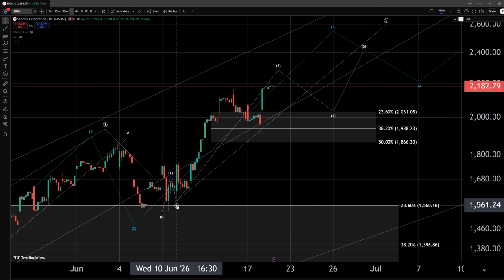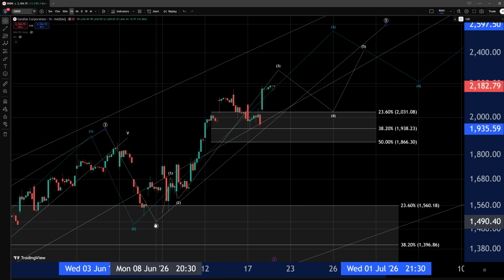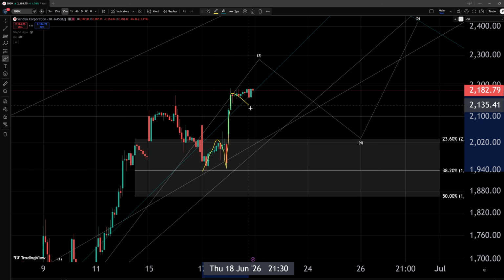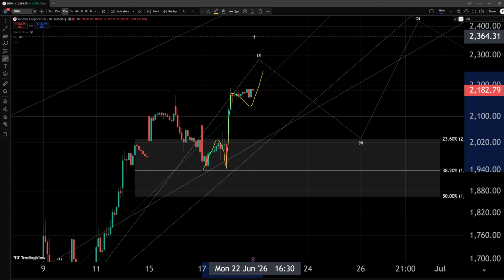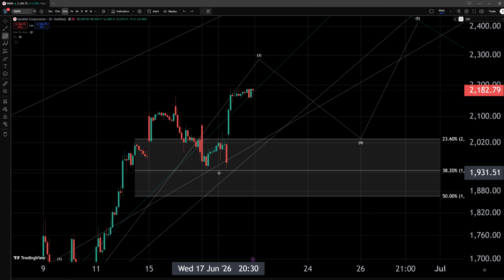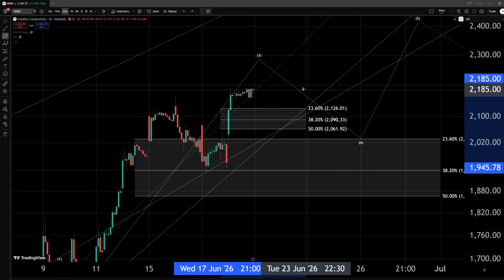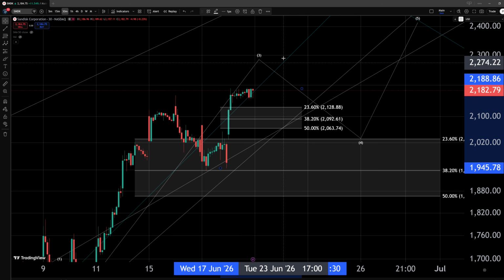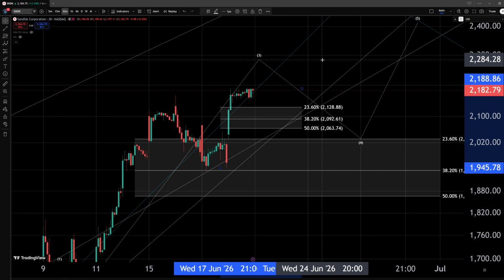Now, before we end the video here, let's actually have a quick look at the internal structure. And primarily, within this move up, I could consider this to have been a 1, 2, 3, 4, and a 5. This would be my immediate and primary expectation, but that would imply we hold the internal levels of support for direct continuation to higher prices, and ideally we see a deeper retracement.